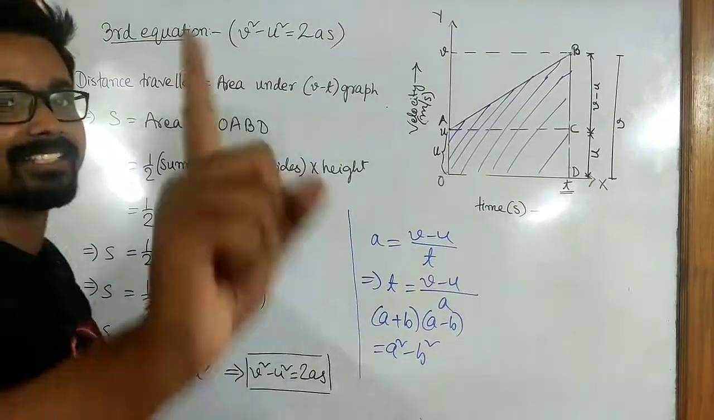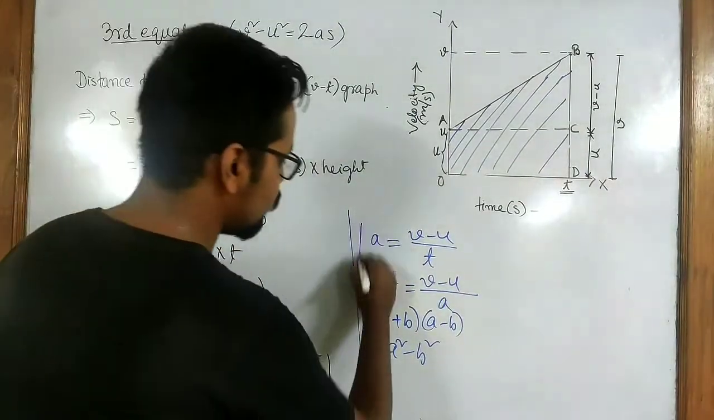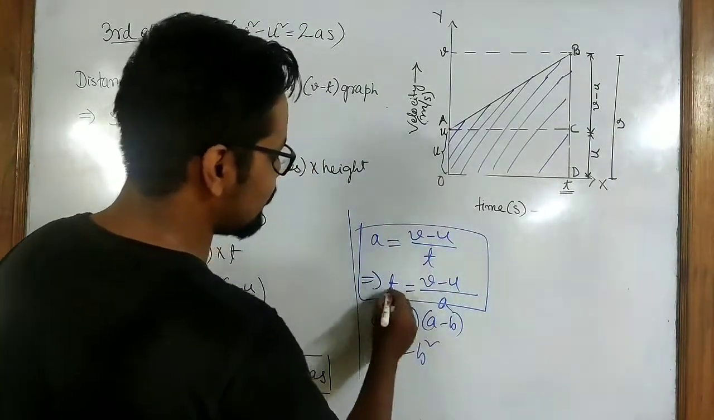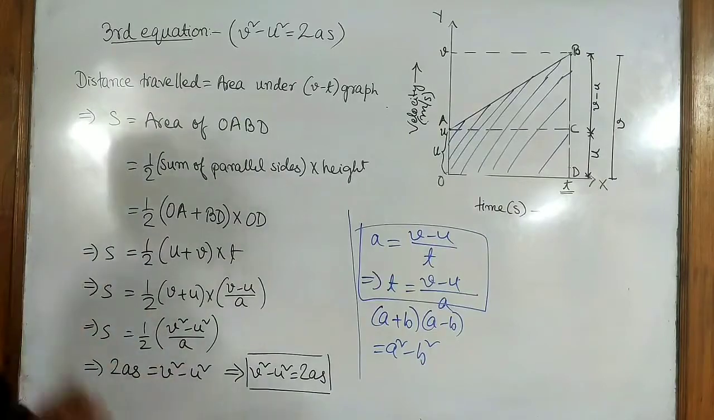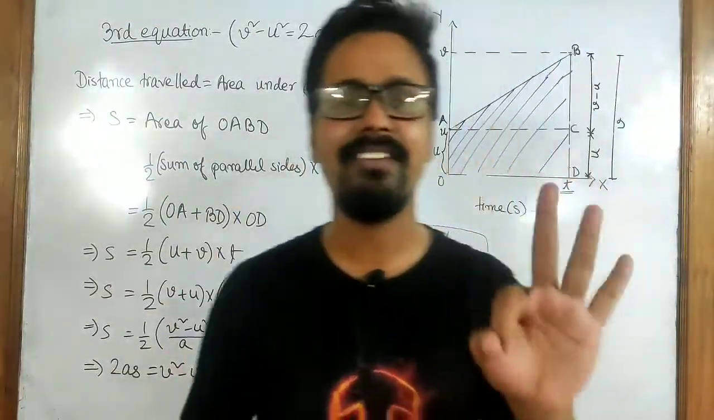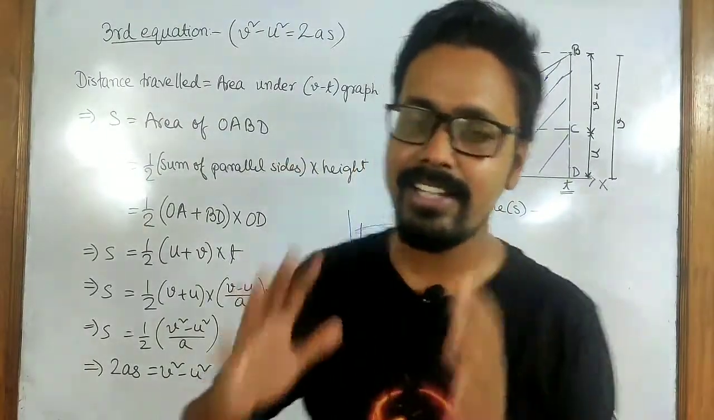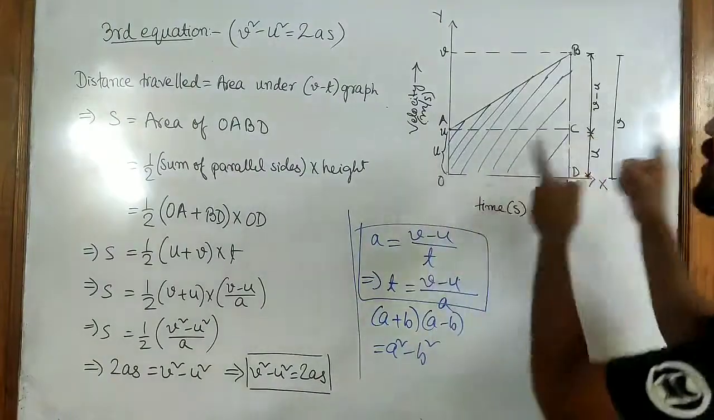Everything is from the graph except one thing, and that one thing is this T. So we need to know that the formula of T is equal to (V minus U) by A. Just apply that formula and you will get the required equation that we need for the third law. So, three very simple equations and very simple ways to solve. And the most beautiful thing, or the easiest thing, is you need only one diagram.